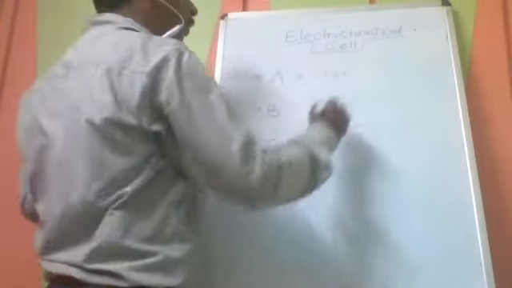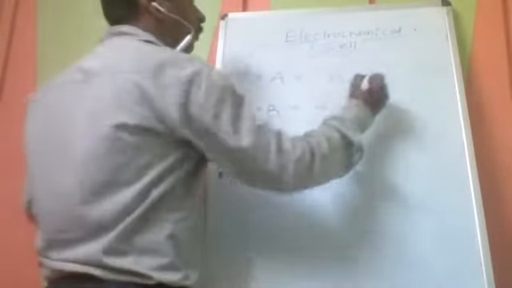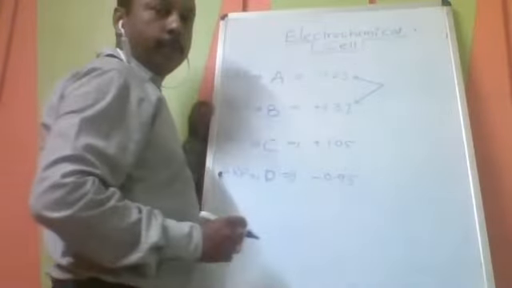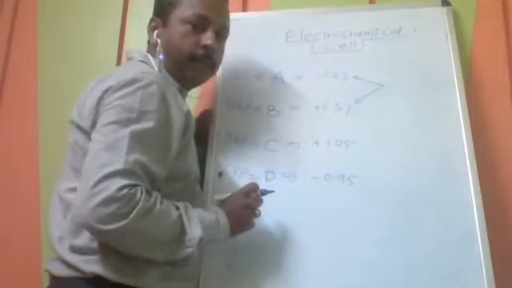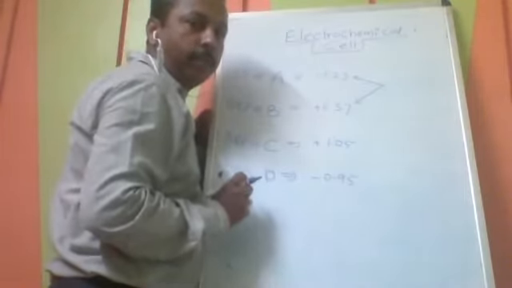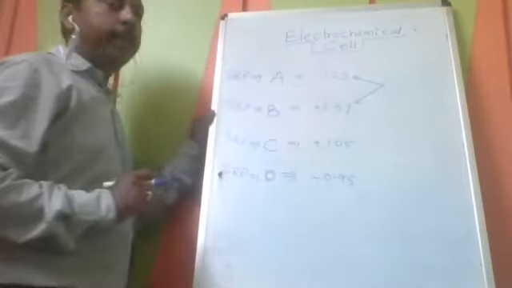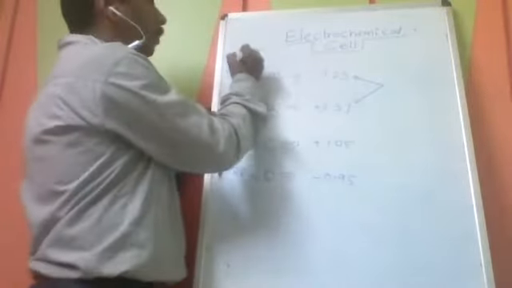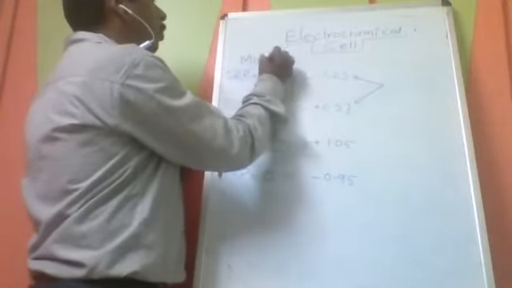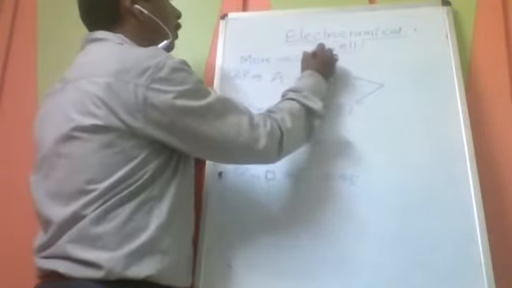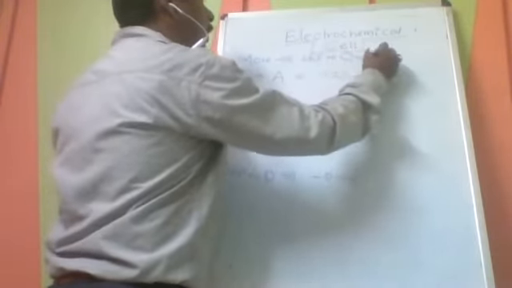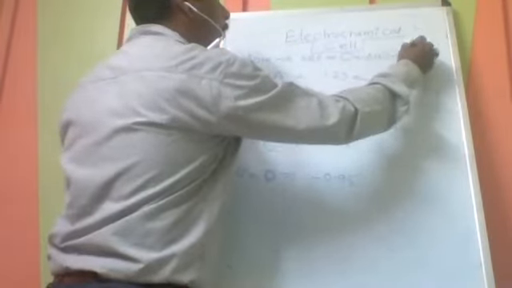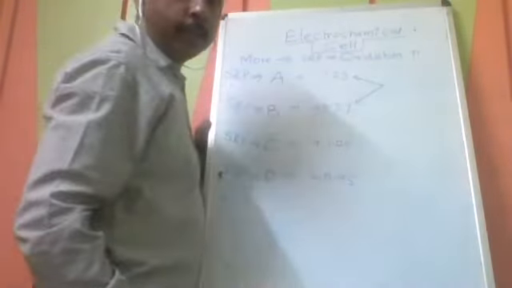When I am connecting these two, which will be anode and which will be cathode? This A is negative. Whichever element has a more negative electrode potential, the more will be its tendency to act as anode. So I am writing here, more negative SRP, more will be the oxidation. The tendency to oxidize will be more.